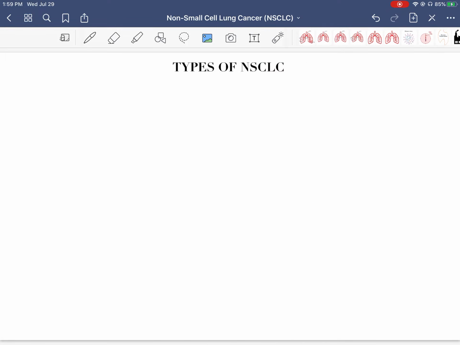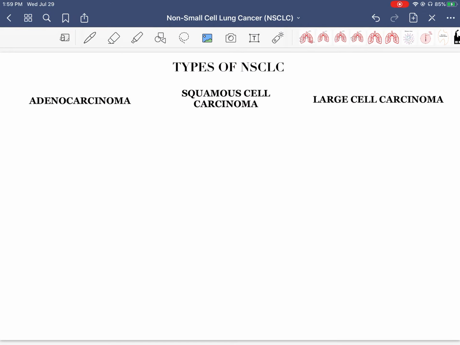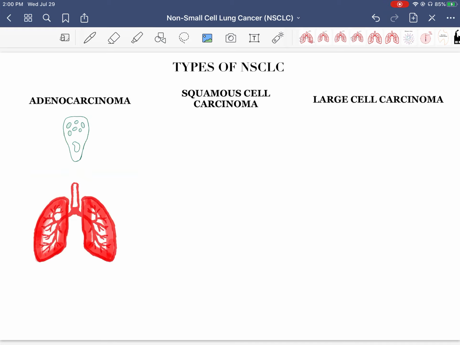There are three types of non-small cell lung cancer: adenocarcinoma, squamous cell carcinoma, and large cell carcinoma. The types of NSCLC are defined by the type of epithelial cell in the lung that has become mutated. Adenocarcinomas affect goblet cells. Adenocarcinoma usually affects the outer part of the lungs. It is the most common type of NSCLC and comprises 40% of all lung cancer cases.